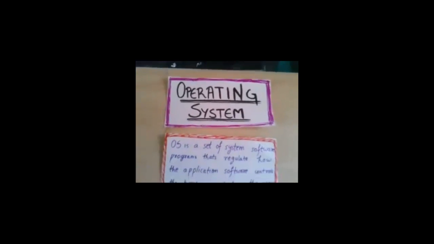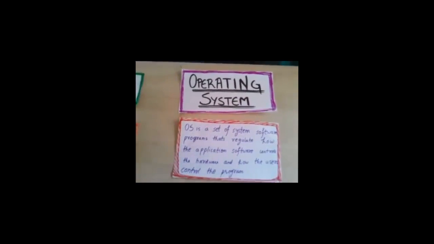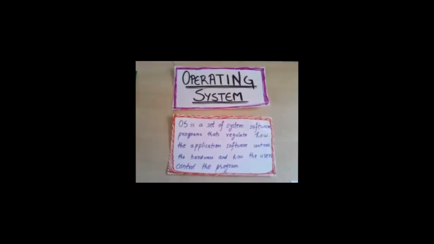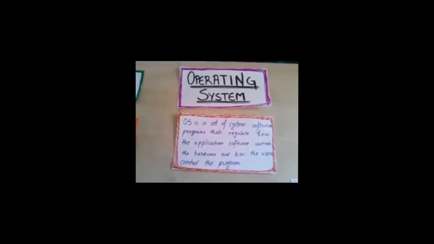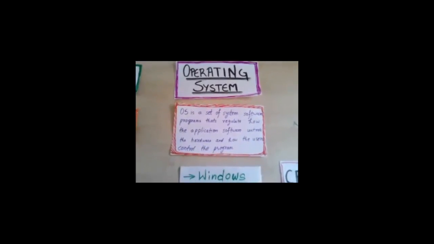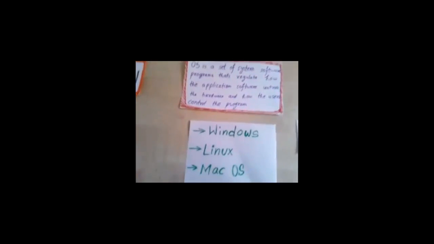Operating system. An operating system is a set of system software programs that regulate how the application software controls the hardware and how the users control the program. It also acts as an intermediary between application software and actual hardware to perform hardware functions such as input, output and memory space allocation.